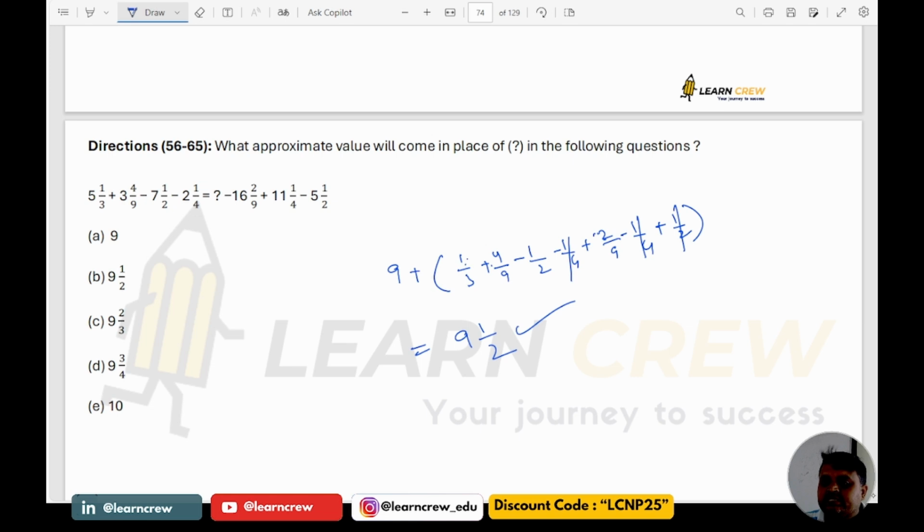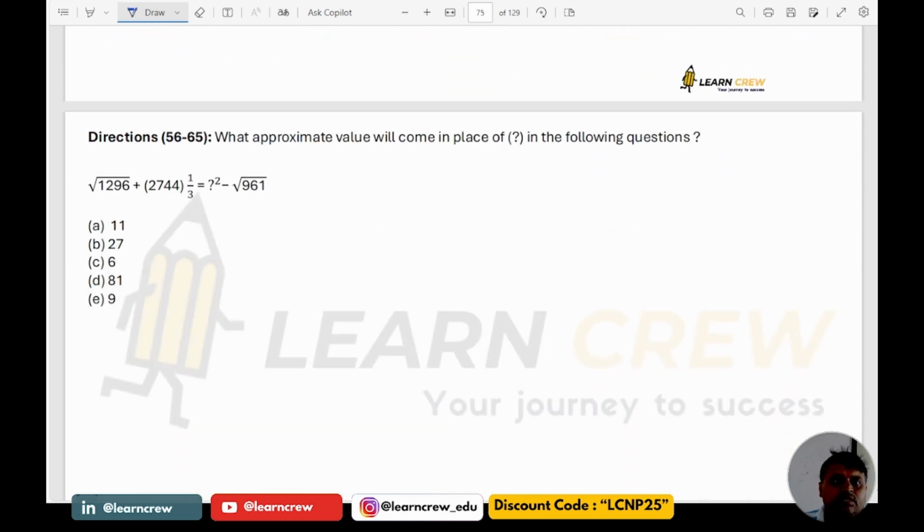So the answer is 9.5. Next, root over 1296 is 36, 2744 is 14 cube, 14 cube whole power 1 by 3 is 14. x square is 36 plus 31, 67, plus 14, 81, so x is 9. So the answer is 9.